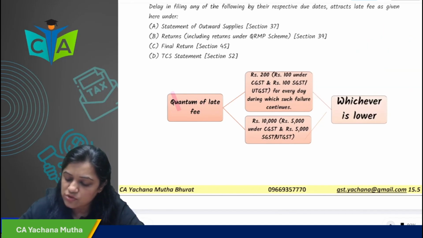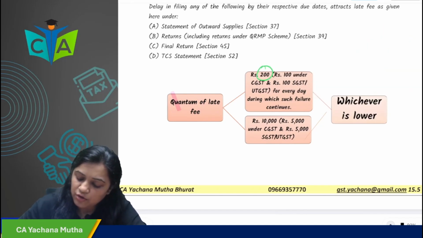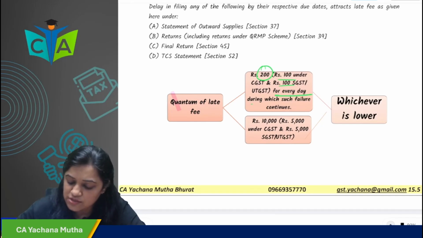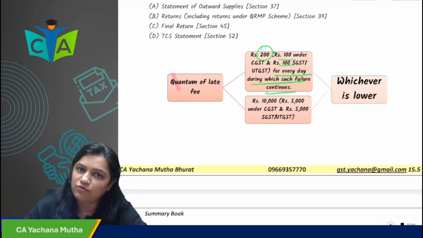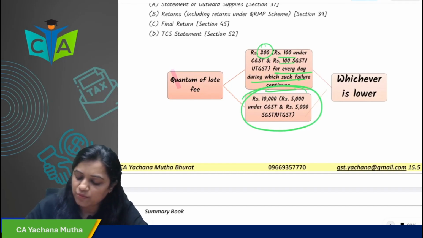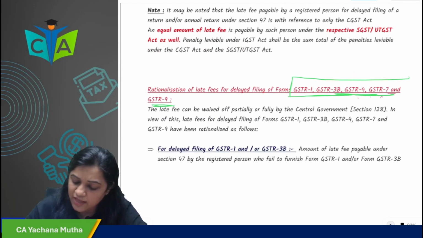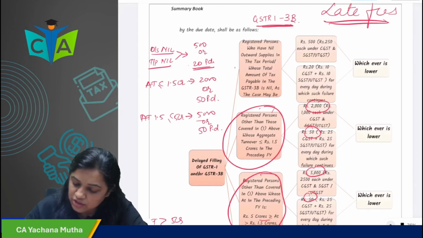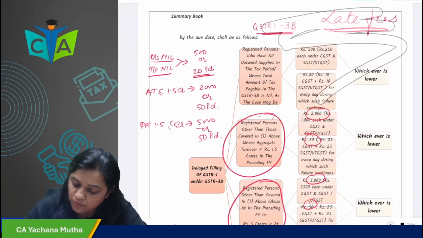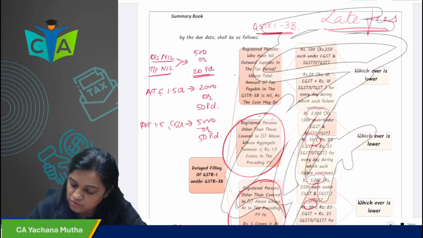So what is the quantum of late fees? It will be 200 rupees, 100 plus 100, for every day during which such default continues, or 10,000 rupees, whichever is lower. Next, GSTR 1. Now if you are delaying GSTR 1 or 3B, what is the late fees, that we'll discuss.